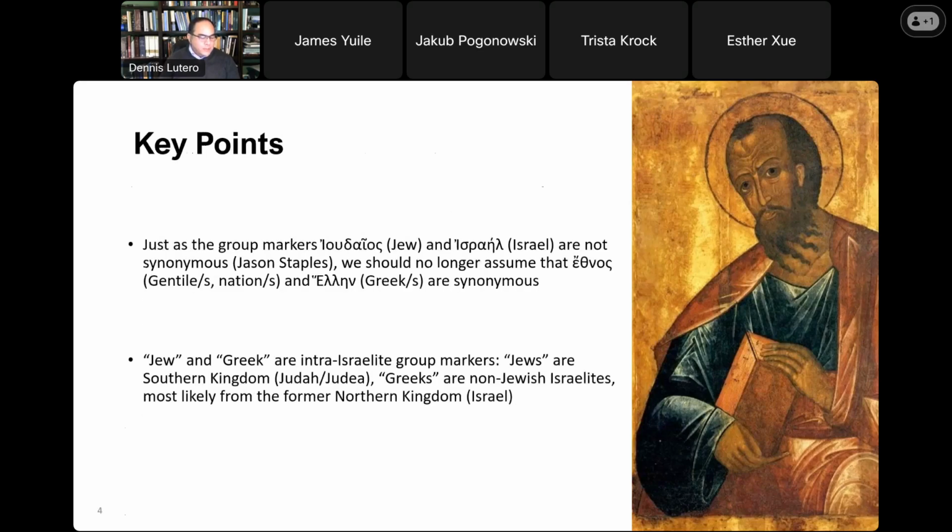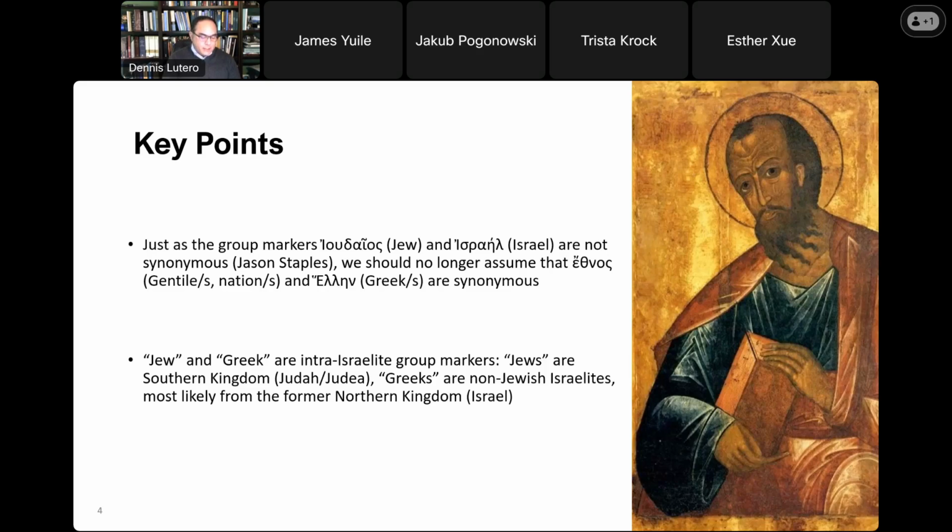What I hope to accomplish in the next 10 minutes or so, first, to recognize the fabulous work of Jason Staples in his book, The Idea of Israel, where he shows that the terms Judaios, Jew, and Israel are not synonymous, and in so doing, suggests that in a similar way, the term ethnos, translated alternately as Gentiles or nations, and the term Ἕλλην, Greek, should no longer be considered synonymous.